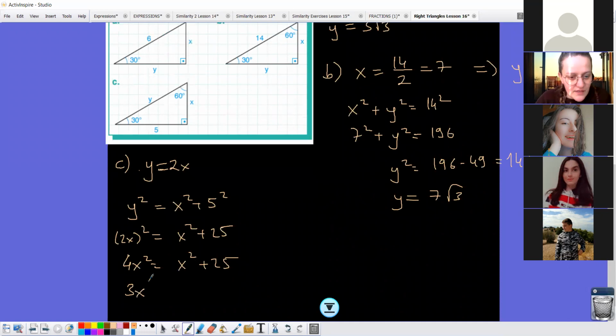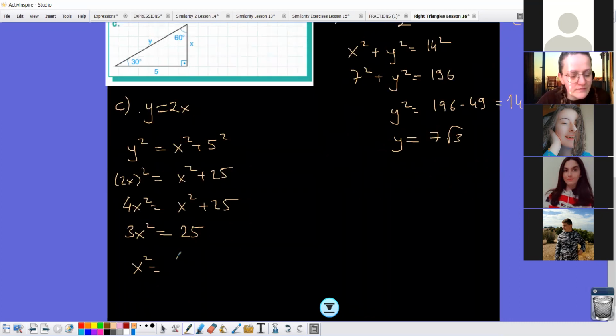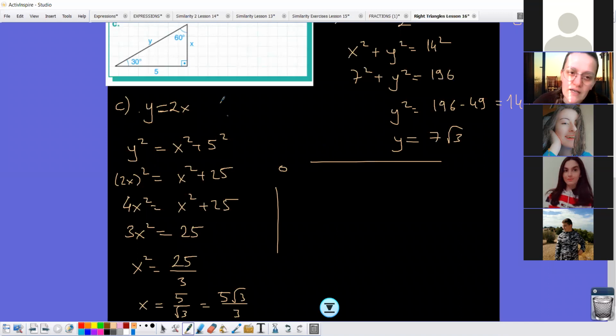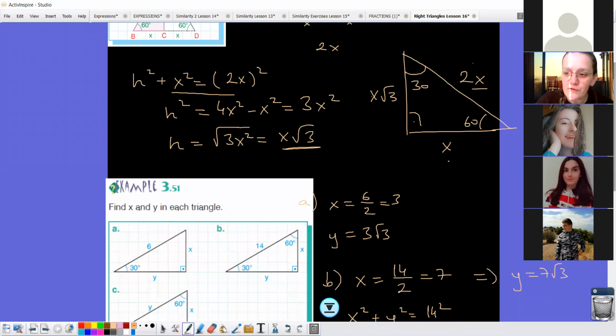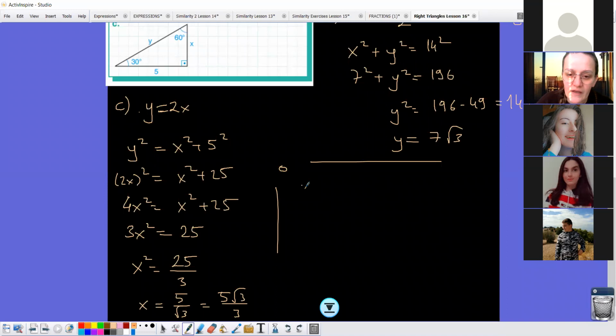So I will take x squared to the other side: 3x squared is equal to 25. Then x will be 5 over root of 3. According to my solutions, the side opposite 60 is 5. In our rules, the side opposite 60 is x root of 3. Yes? Yes. So x root of 3 is equal to 5, I will write. So x will be 5 over root of 3, as you can see.